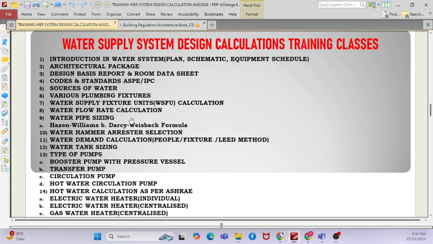Okay, so what we are going to learn: you are going to study the architectural package, how you are going to design the architectural. Then after that, you are going to study the codes and standards basically. Codes and standards are ASPE, the American Society of Plumbing Engineers, or the International Plumbing Code. If you go to International Plumbing Code, chapter 6, it clearly explains the guideline for the water supply system, right? How to design, what pipe size you have to consider, what velocity you should consider, how to do the calculations.